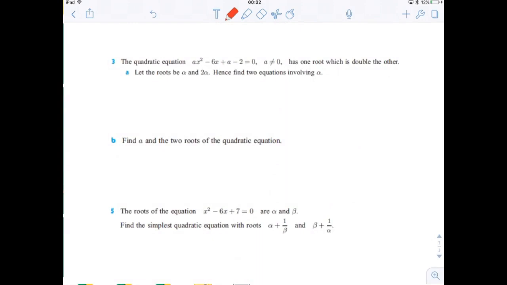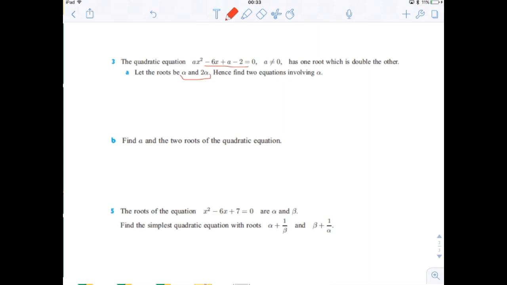All right, let's look at this. The quadratic equation ax squared minus 6x plus a minus 2 equals 0, a is not equal to 0, has one root which is double the other. Okay, so it's saying that alpha is equal to 2 times beta, for example. One of the roots is twice the other. Let the roots be alpha and 2 alpha. Oh yeah, we don't need to do that then because they already gave us that beta is equal to 2 alpha, actually. Hence, find the two equations involving alpha.